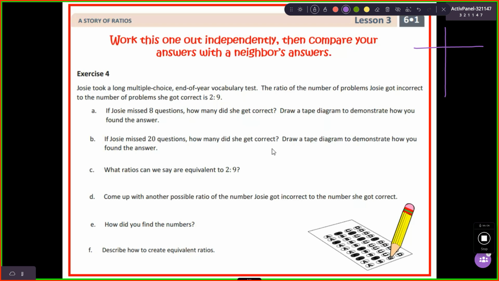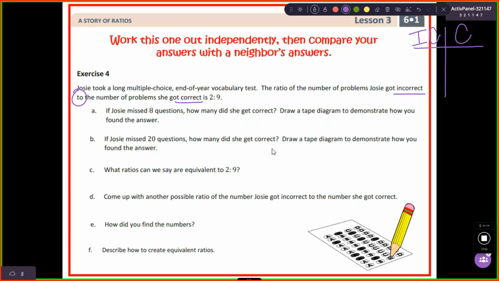My categories are incorrect to correct. So I'm going to put on my table I, C, and then a C. Did it? Got it? Yes. And you can put that under letter A. So go ahead and draw that table under letter A.